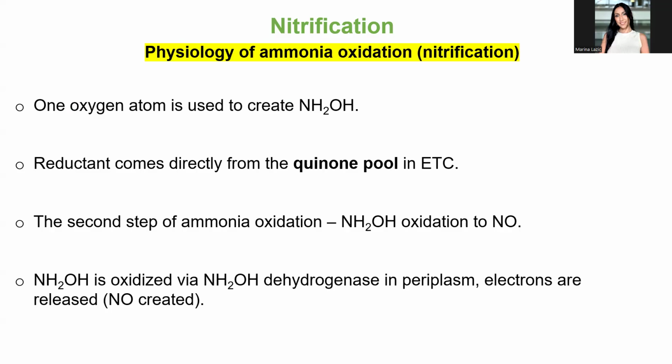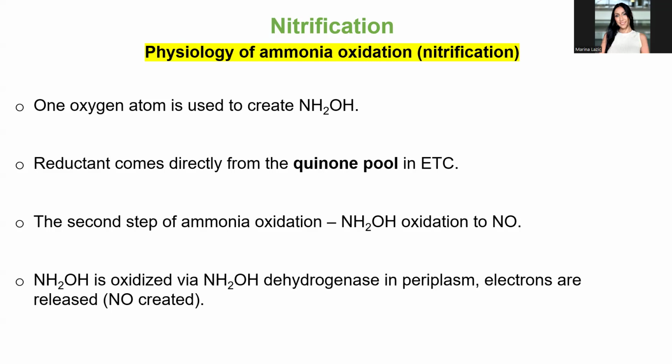Reductants come from the quinone pool. In methane oxidation, that's quite different. So reductants come from different sources in different pathways, so that's not the same. Another step of ammonia oxidation is hydroxylamine oxidation to nitric oxide. And this dehydrogenase oxidizes hydroxylamine in the periplasm, and then electrons are released and nitric oxide is created.